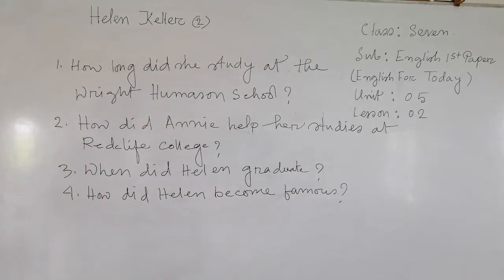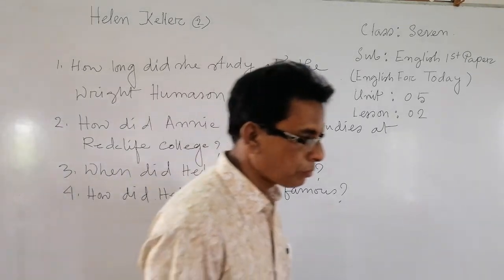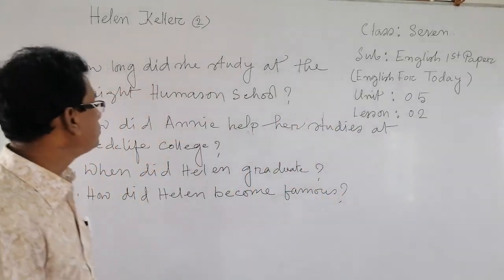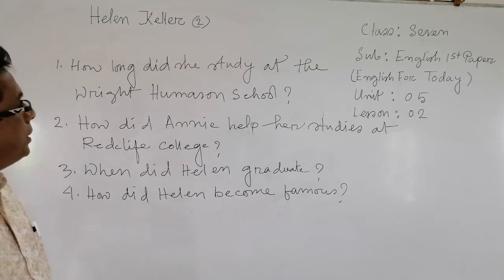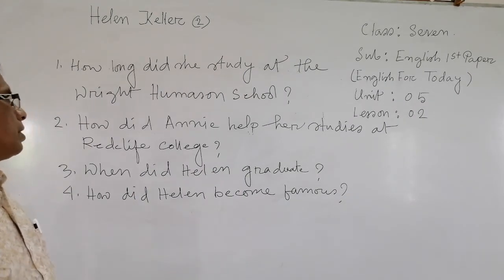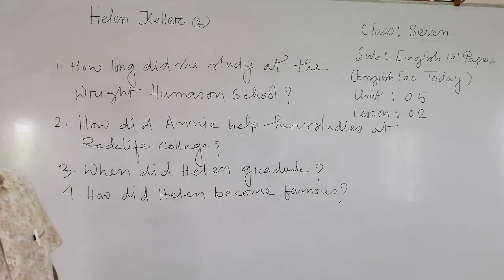So, dear students, in the first question, how long did she study at the Right Hugh Mason School? Number 2, how did Annie help her studies at Radcliffe College? Number 3, when did Helen graduate? How did Helen become famous? There are 4 questions, my dear students.